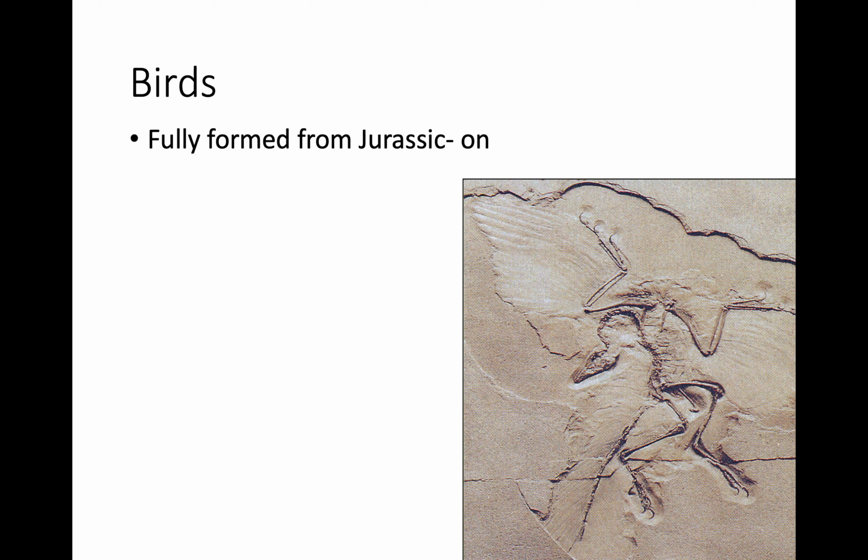Now, birds. The first birds show up in the Jurassic. This is the famous Archaeopteryx found in the Solnhofen Lagerstätten in Germany. The first evidence of Archaeopteryx was found not too long after Charles Darwin published On the Origin of Species, where he predicted that we would find evidence of transitional fossils, right?